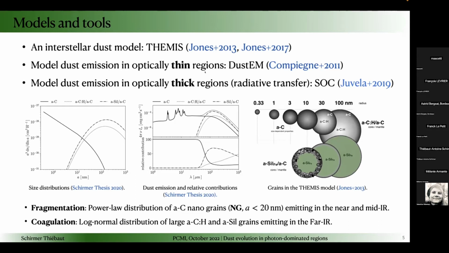But as PDRs are optically thick, we needed to perform radiative transfer, and to this purpose, we use the 3D radiative transfer code SOC. So regarding the THEMIS dust model for the diffuse interstellar medium, you can find here the size distribution of this model and here the associated spectra. So basically, you have a power law size distribution of carbonaceous nanograins that are mostly emitting in the near and mid-infrared and which are responsible for the aromatic and aliphatic bands. And you have 2 log-normal size distributions of large silicate grains and large carbonaceous grains that are mostly emitting in the far infrared.